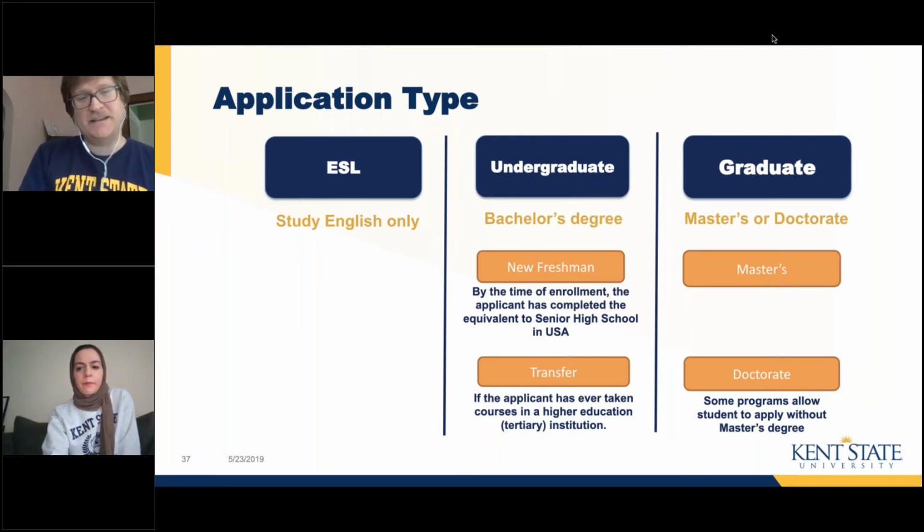So just to go through the applications quickly, as I said, we do have ESL only. We have the undergraduate. So if you're a freshman or transfer, if a student has taken any university coursework, they cannot apply as new freshmen. They would have to apply as a transfer student. And then at graduate level, we have master's as well as the doctoral level as well. Some of the programs allow you to jump right from a bachelor's to a doctoral program, such as say psychology.